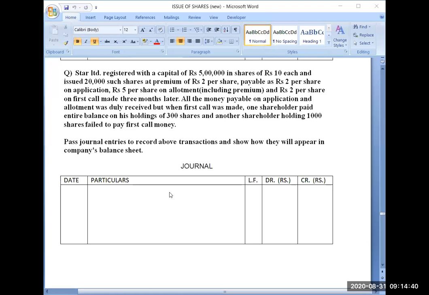Yes, very good. So issue price is rupees 12 per share. Now it is saying payable as rupees 2 per share on application, 5 on allotment, including premium, and 2 per share on first call made 3 months later. So now check whether it is equal to issue price or not. Application plus allotment plus first call: 2 plus 5 plus 2, 7. How much is it?